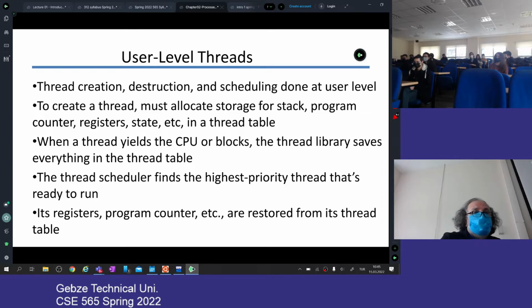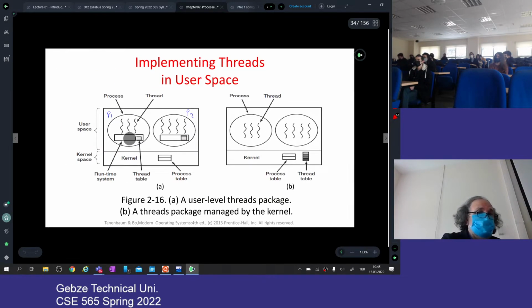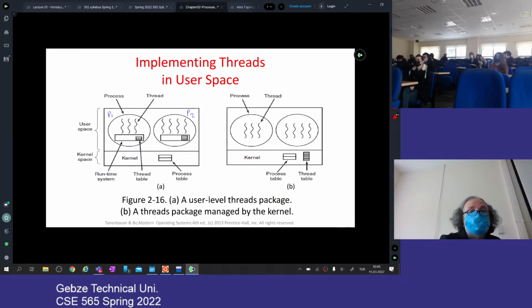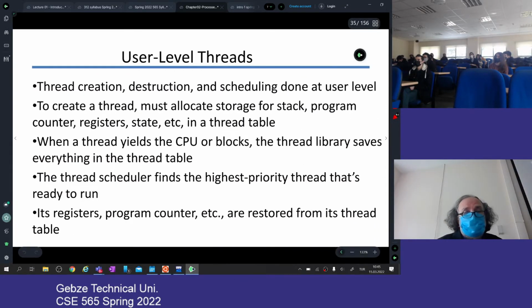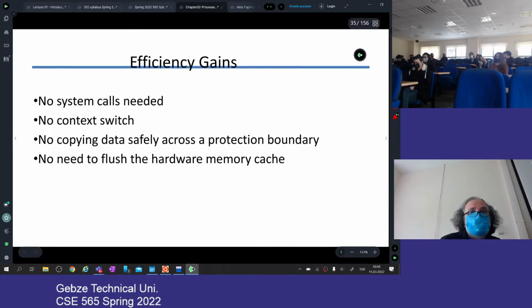Okay, when a thread yields the CPU, of course, our scheduler says that this thread yielded the CPU, and the other one will continue. And the thread scheduler, again, is implemented inside the process. The scheduler runs in there, etc. So this is how it is implemented.